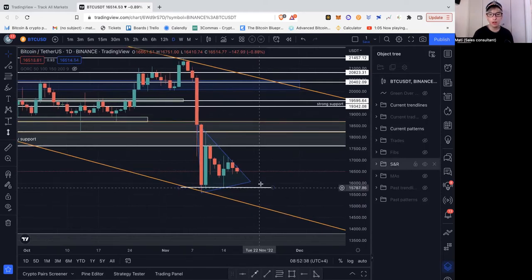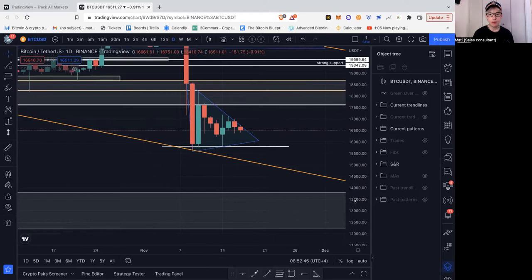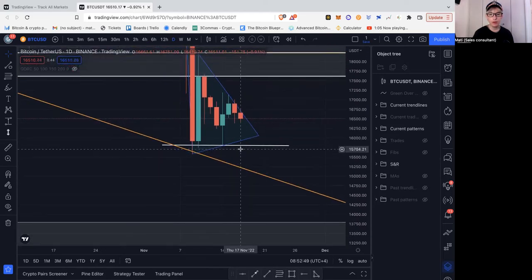We also have this level of support right here. So if I were to enter a short position, I personally would enter below this level of support and take profits below this descending level of support of the channel. Okay, so maybe enter around here, take profits around here, depending on where this breaks out.